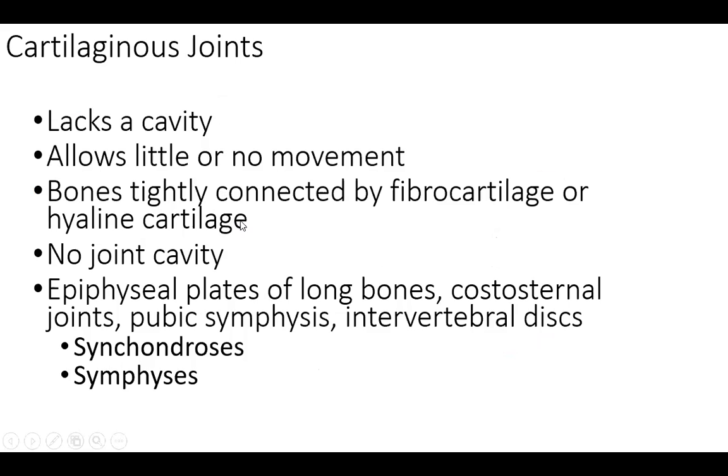Cartilaginous joints again. Now, this is something we talked about with connective tissue. Here we have another type of cartilaginous joint I haven't mentioned before. We've already talked about hyaline cartilage holding ribs to the sternum. We've talked about the fibrocartilage pads between the vertebrae and at the pubic symphysis. That's a cartilaginous joint.